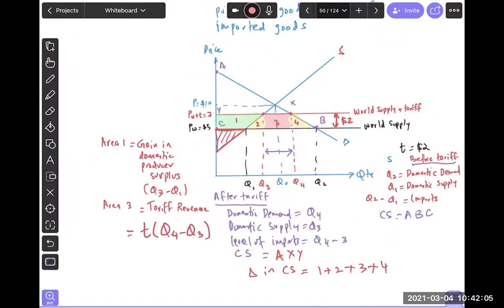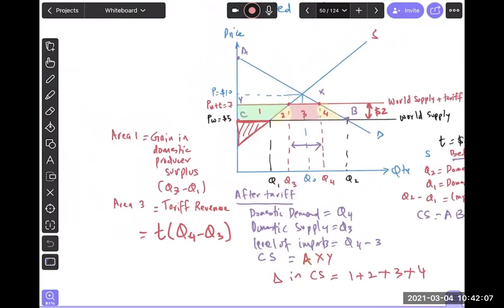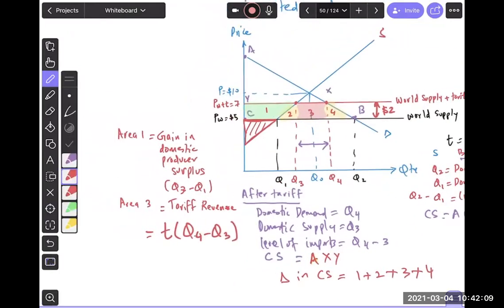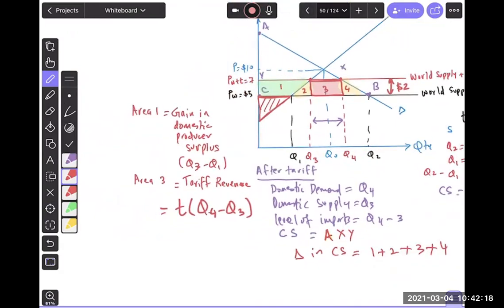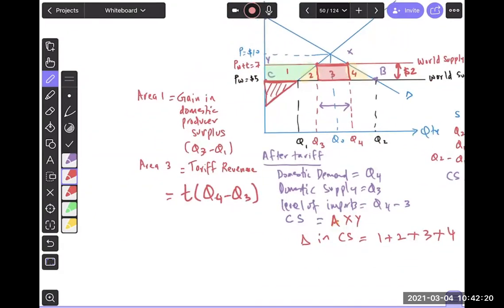And that goes to the government. The government will pocket this area 3. This area 3 is what the government is going to pocket. Why? Because now every import will give them $2 in their pocket. Make sense? So area 3 is what we call government revenue. So the parties that are benefiting are domestic producers and the government in terms of tariff revenue.